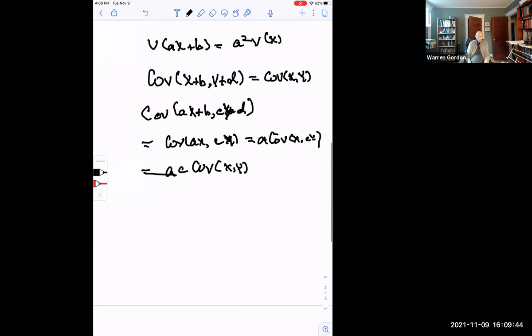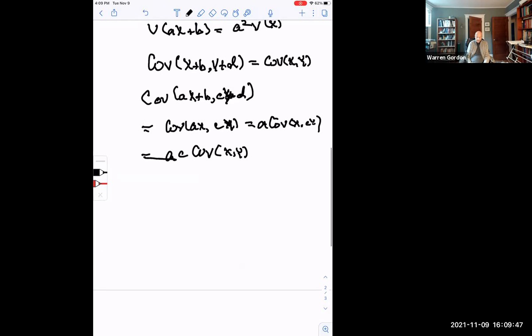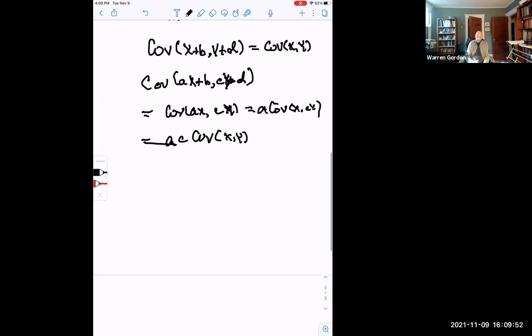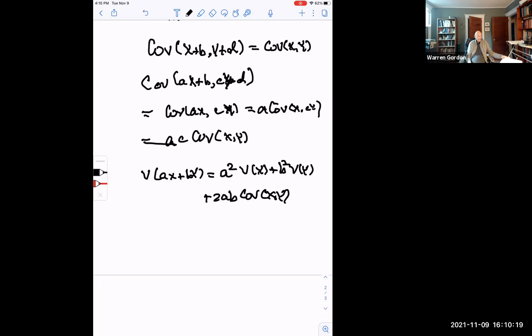So the properties that you expect to have follow through immediately. So we already showed more generally that V of AX plus BY is equal to A squared V of X plus B squared V of Y plus 2AB times the covariance of X and Y. Now, we can do bigger and better things with these if we wanted to.